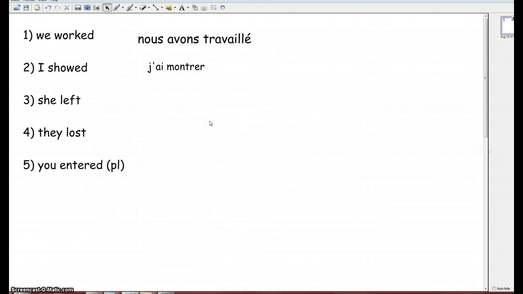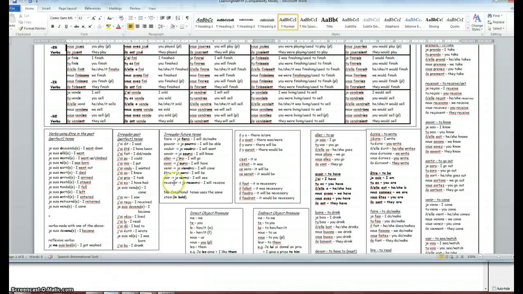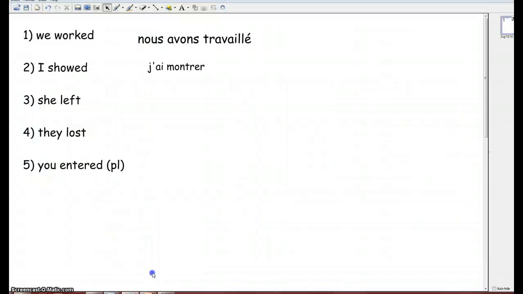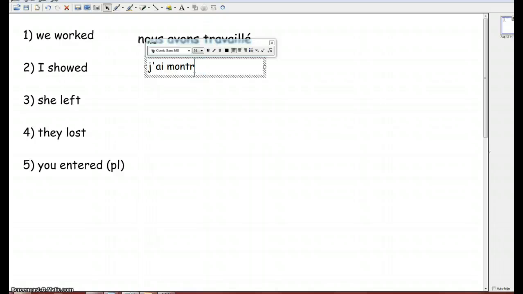And now we need the past participle of montrer. So again, we need to check the learning mat to see whether it's irregular. It's not. So again, we're comparing to jouer because it's an er verb. So just like travailler, the ending is going to be the e acute. Take off the er and add the e acute. J'ai montré means I showed or I have showed. End of story.